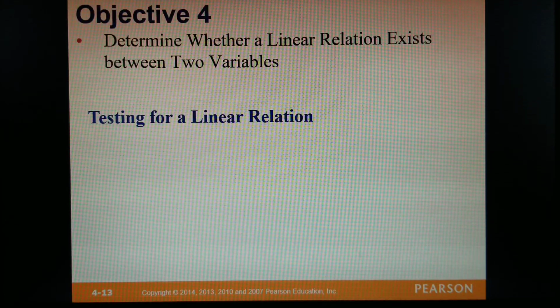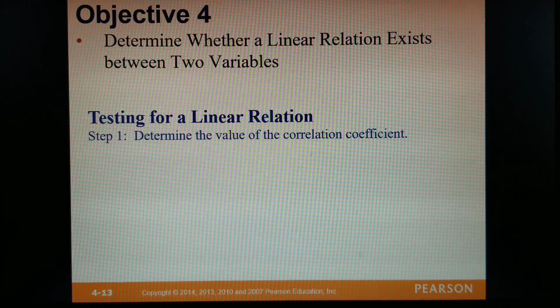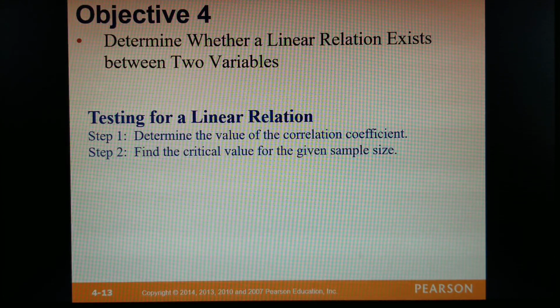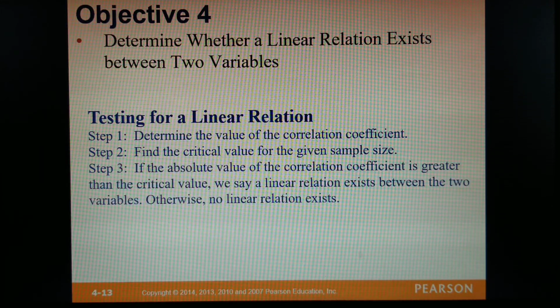All right, so testing for a linear relationship. First off, we have to determine the value of the correlation coefficient. We just did that on that last problem. We're going to find the critical value for a given sample size. So again, you're going to have your formula sheet out, and we're going to show you guys where to find that.